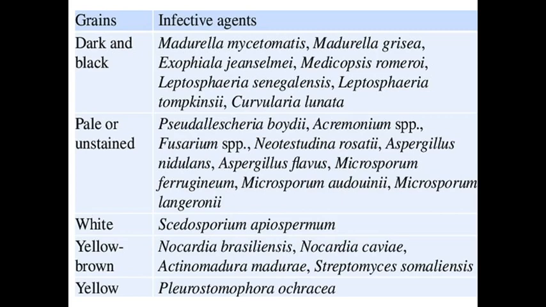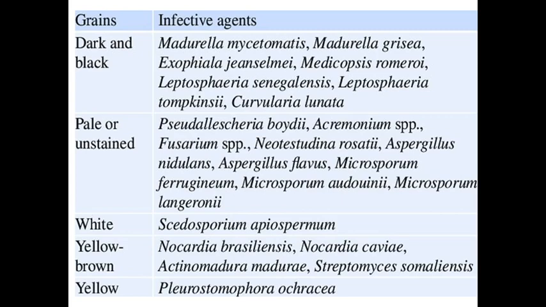So in this table we can see different kinds of grains and the causative fungi or causative bacteria. When the grains are dark and black, they are commonly fungal elements, that is Madurella mycetomatis, Madurella grisea, Exophiala species, Leptosphaeria species. Then when pale or unstained grains are there, it can be because of Pseudallescheria boydii, Acremonium species, then Aspergillus species, and Fusarium and Microsporum. There are different kinds of fungi which can be seen with pale or unstained grains.